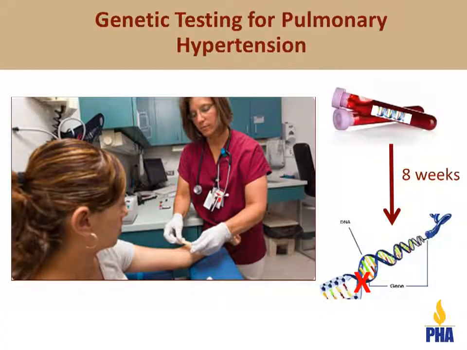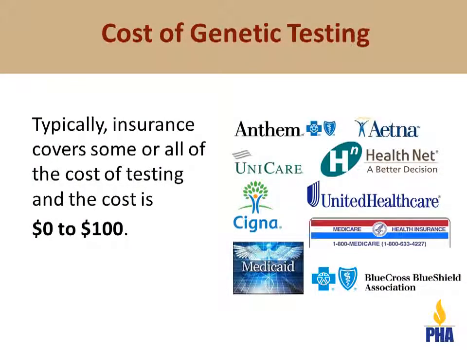If you or your family wanted to know about a genetic cause for the pulmonary hypertension in your family, this can be done with a simple blood test. Typically, insurance covers some or all of the cost of testing. We will determine what your insurance will cover before the testing is started. Typically, for patients with private insurance, the out-of-pocket cost will be $0 to $100. There are also options for genetic testing for patients with Medicaid and Medicare. Ask your doctor or genetic counselor for additional details.